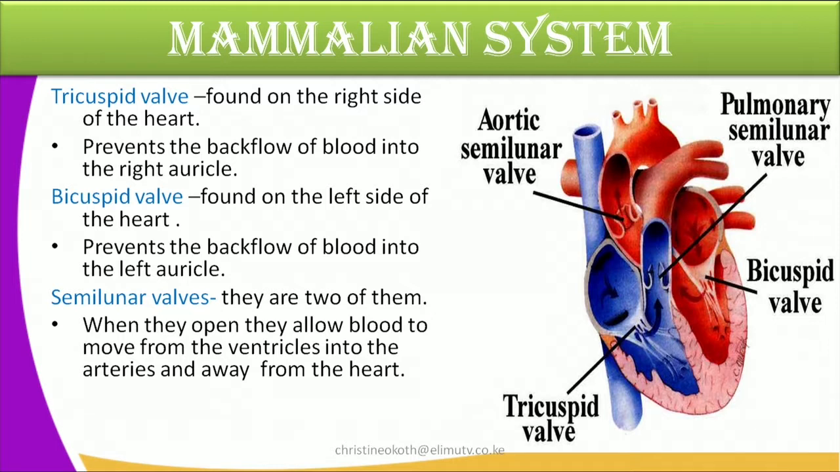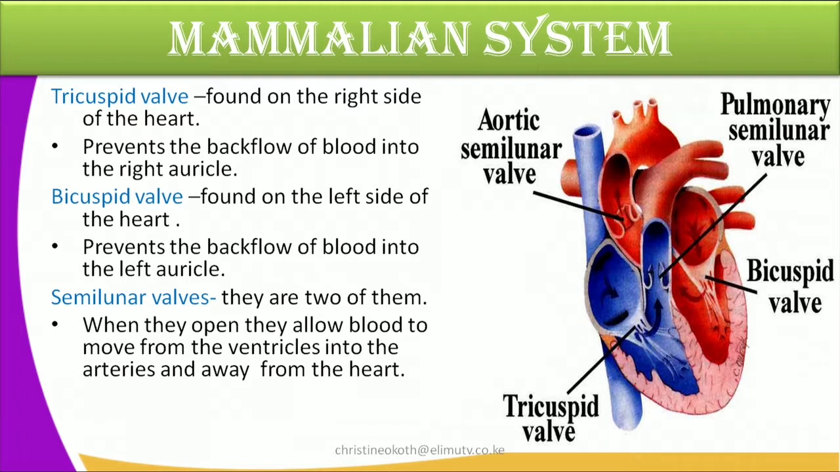Then we have the bicuspid valve. Where is it located? It is found on the left side of the heart. The function is to prevent the backflow of blood into the left auricle. So these ones are just the opposite. One is found on the left side of the heart and the other one is found on the right side of the heart.